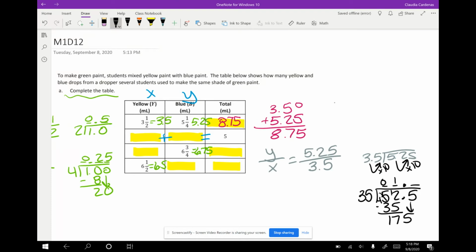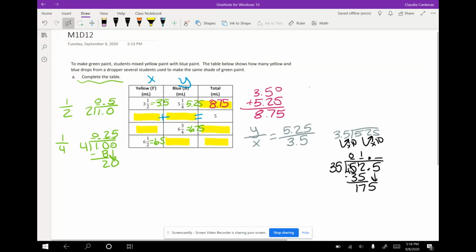And then I'm bringing down the 5. And now here I may need to guess and check. So 35 goes into 175, let's say 5 times. Let's guess. 5 times 35 is 175. Perfect. Right on the head. So I know that 5.25 divided by 3.5 gets me a unit rate of 1.5.